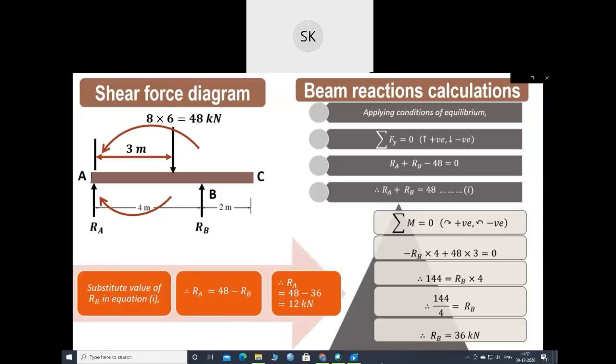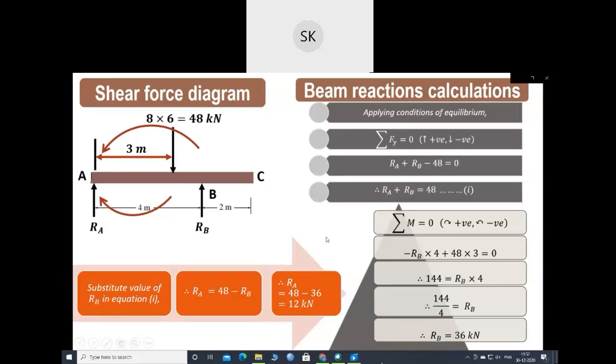Now we have to find out the value of RA. From equation 1 we can say that RA will be equal to 48 minus RB. Substitute the value of RB that we have calculated, which is 36. So 48 minus 36 is 12 kilonewton. In this way we can find out the beam reactions in case of a simply supported beam carrying UDL.